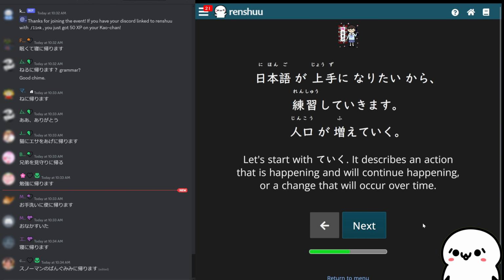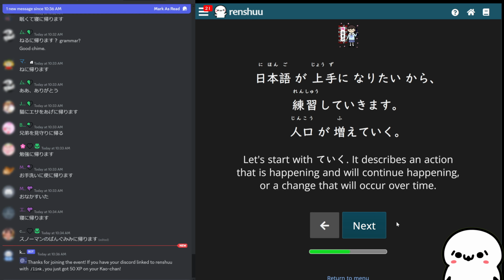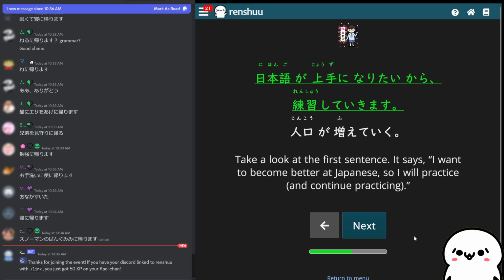So let's take a look at these 3 sentences. These all describe an action that is continuing. And more specifically, let's look at these. The first one says, 日本語が上手になりたいから練習していきます. So, what's actually going on here? First, we've got the sentence that says, I want to get better, or I want to get good at Japanese, so I will practice.